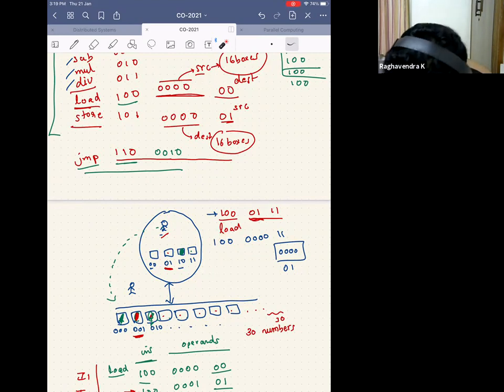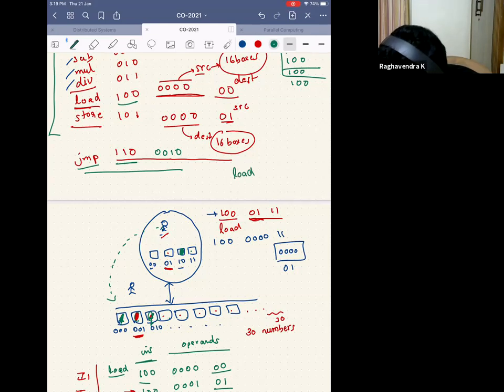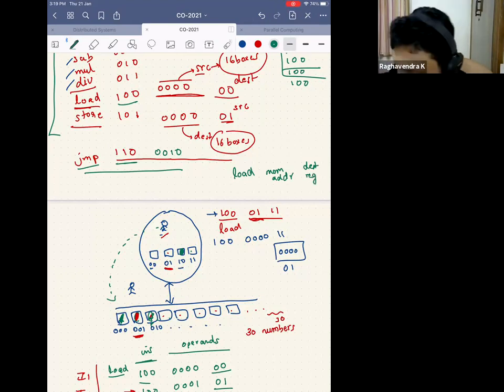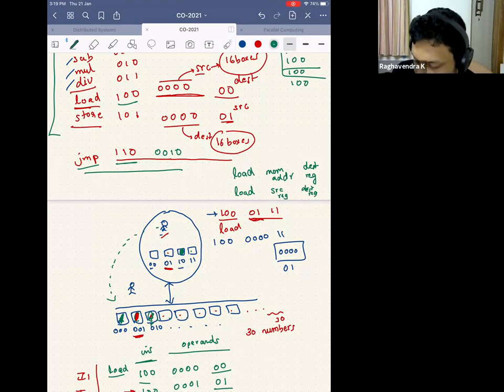So now, okay, let's say what was my load? My load was something like this. Load, mem address, or mem box address, whatever this address, and destination and small box. Let's call this small box as register, right? Let's figure out later why we are doing this. Instead of this, I am saying my load will be something like this: load, source register, and destination register. But this source register is not the source register as what an add source register is.